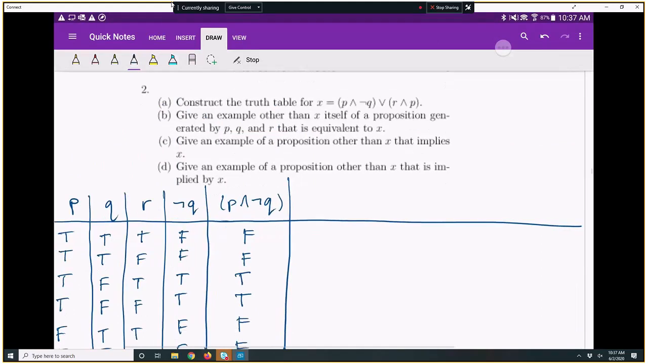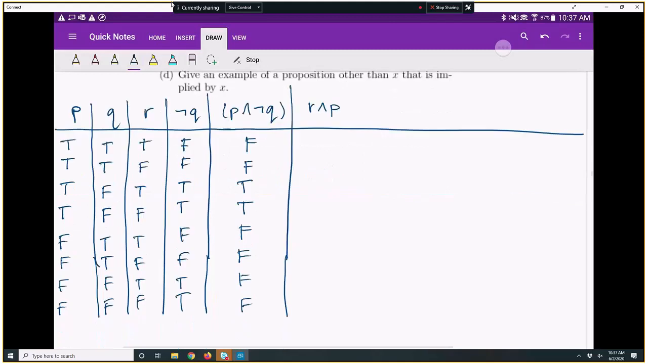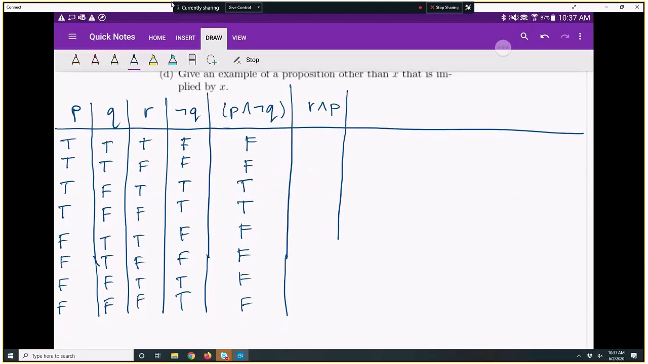Next I need R and P. So looking at columns for R and P, I have true and true is true, true and false is false, true and true is true, true and false is false, false and true is false, false and false is false, false and true is false, false and false is false.